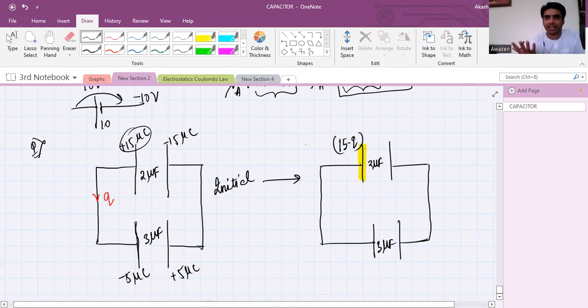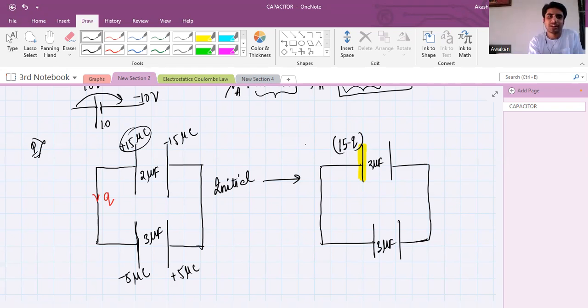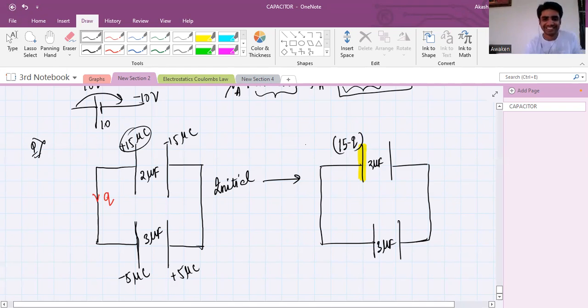We have 5 bananas. 2 bananas will go. How many bananas will remain? 3 bananas. Same, 15 bananas there. Q bananas left, so 15 minus Q bananas will remain. It's simple, na? And here minus 5 is there.